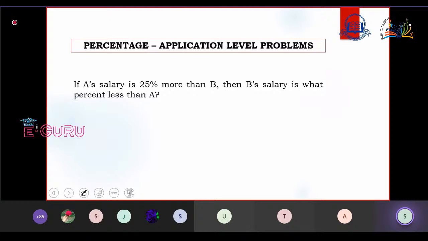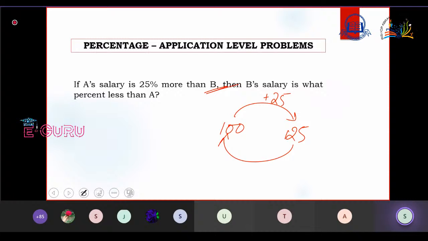So what you are doing in such questions, we will fix the person in comparison as 100. So here B is the one whose salary is being compared, right? So we will fix B's salary as 100, and then 25% adding means this will become 125, right? 125.